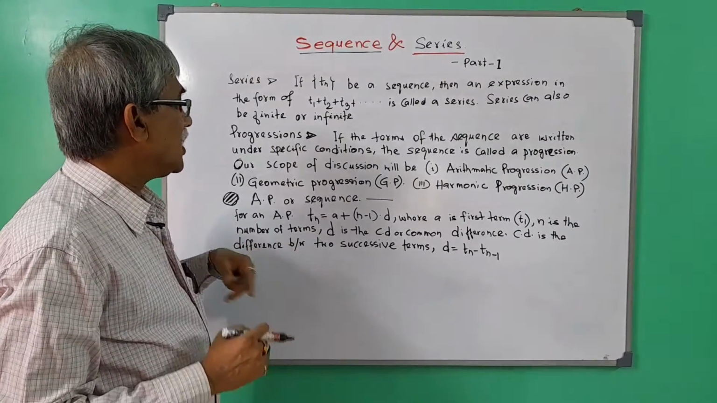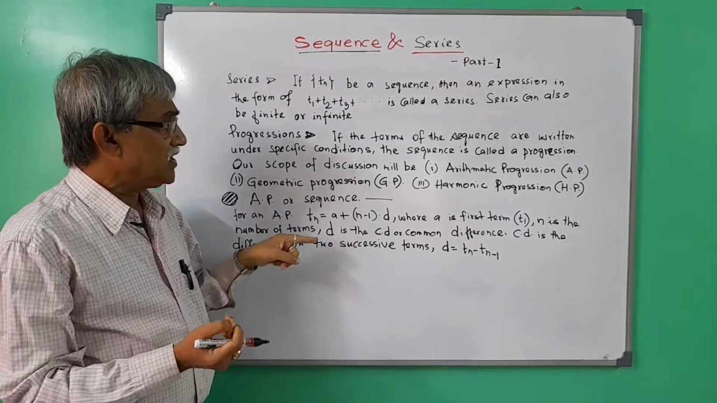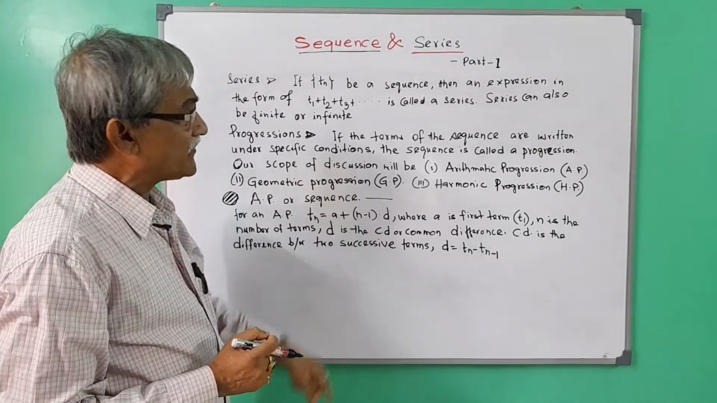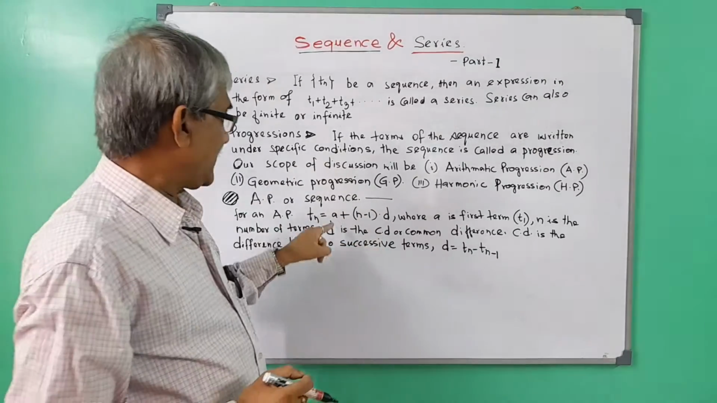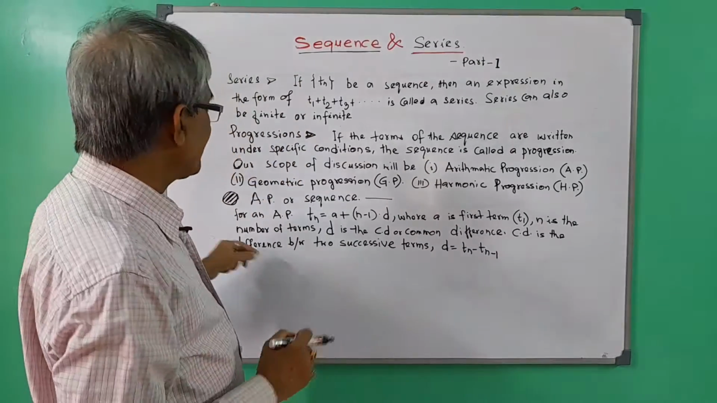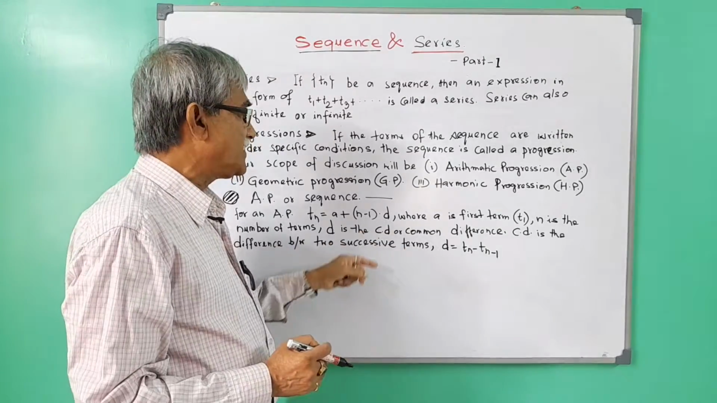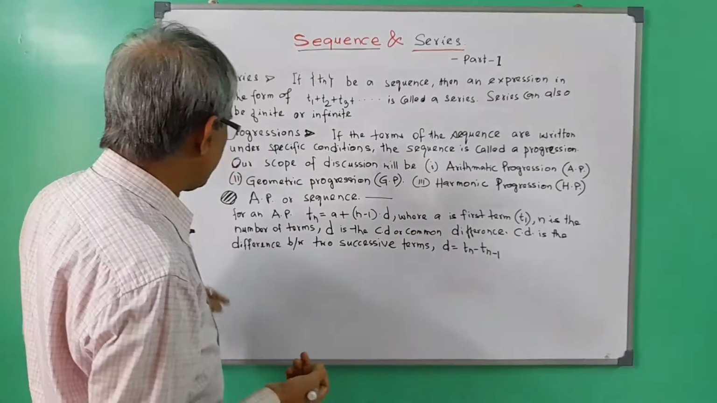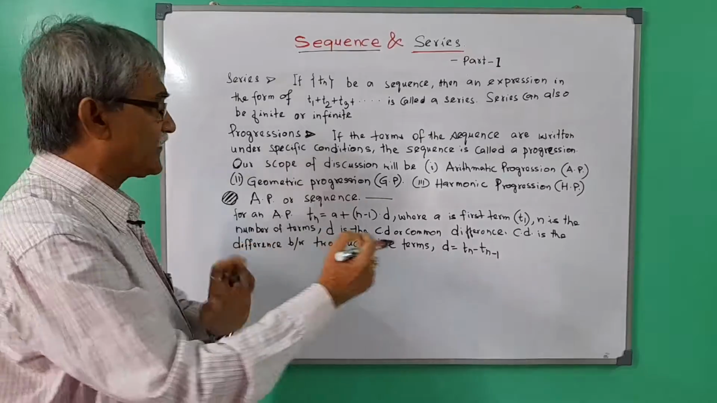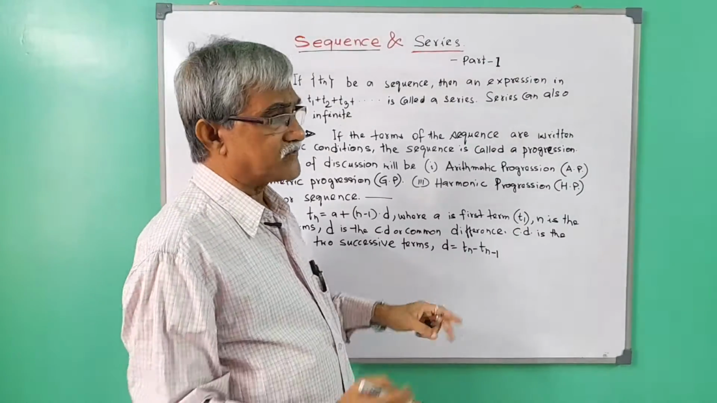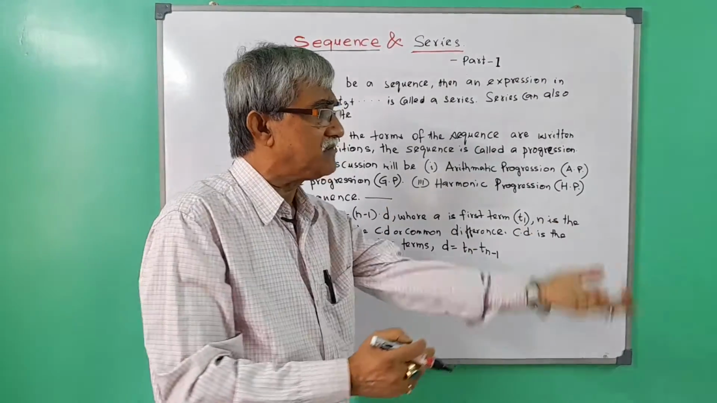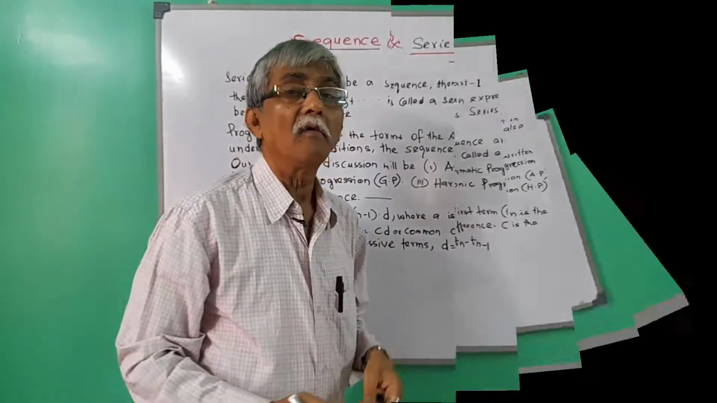AP, or arithmetic progression. For an AP, Tn equals a plus n minus 1 into d, where a is the first term, or we call it T1, n is the number of terms, and d is the CD, meaning the common difference. Now, what is CD? CD is the difference between two successive terms, that is d equals Tn minus T of n minus 1.